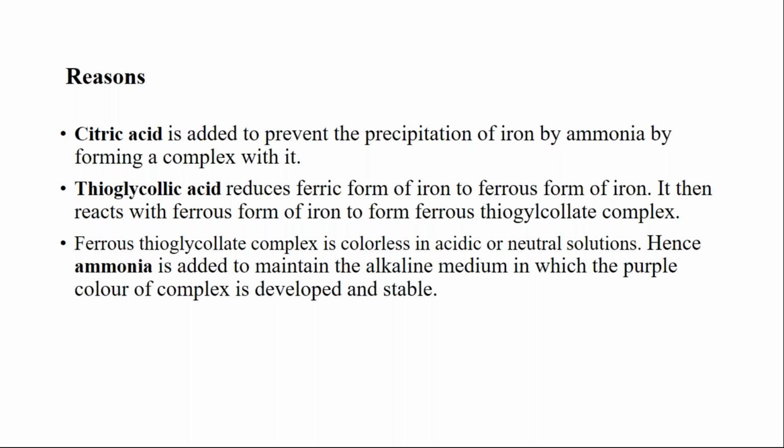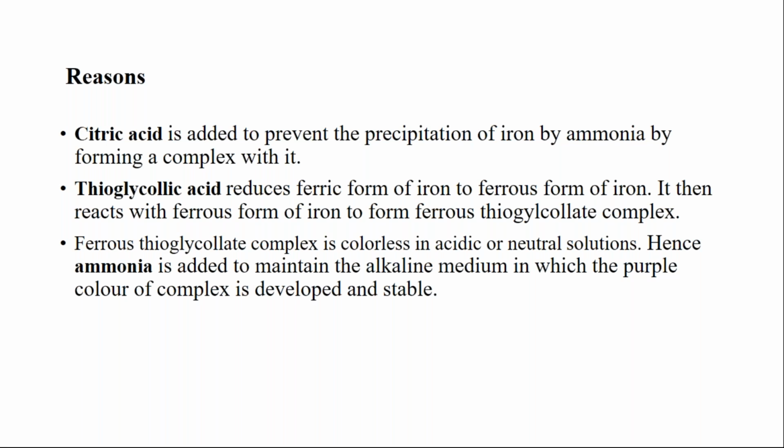Now, we have added citric acid, right? We have added thioglycolic acid, 2 to 3 drops, and we have also added ammonia solution to make the solution alkaline in nature. Now, why have we added these 3 chemicals? Citric acid is added to prevent the precipitation of iron by ammonia by forming a complex with it. So basically, you are adding citric acid to prevent the precipitation of iron.